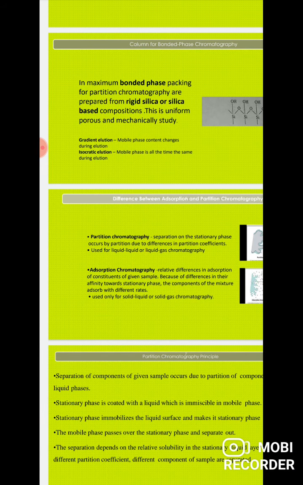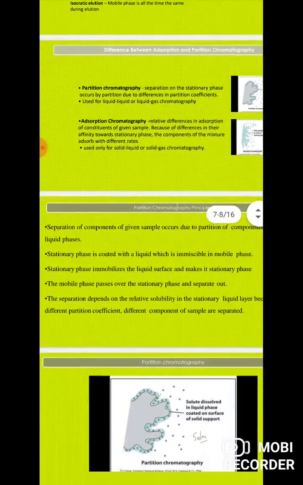Gradient elution. So what is the difference between partition and adsorption chromatography? Separation on the stationary phase occurs by partition due to the difference in the partition coefficient, used for liquid or liquid-gas chromatography. But adsorption chromatography is based on a relative difference in the adsorption of the constituents of a given sample because of differences in their affinity towards the stationary phase. The components of the mixture adsorb at different rates, used only for liquid-solid or gas-solid chromatography.